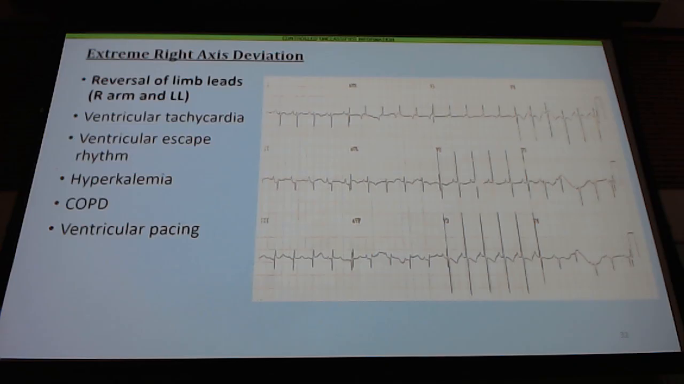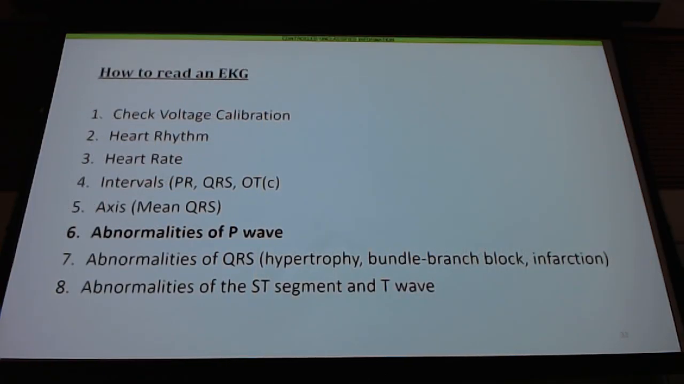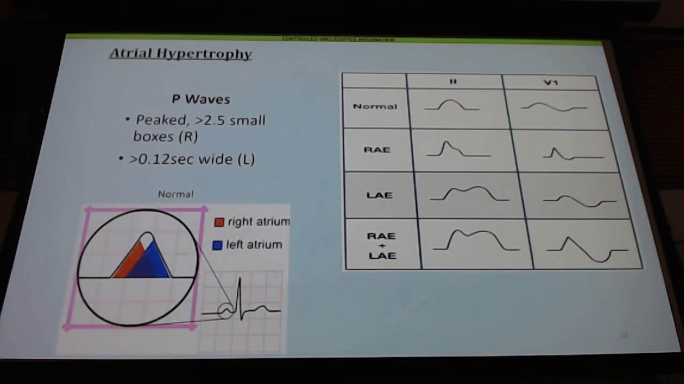Then you have the extreme right axis deviation, which we said was you're down in 1, down in AVF. The most common thing for this is going to be a limb lead reversal. There are some other things, but if you're going to have some of these things, you're going to see other arrhythmias present on your EKG, so it's going to be almost impossible to determine what the axis truly is because you have that arrhythmia present. Let's look at the P waves and then we'll break for our break.